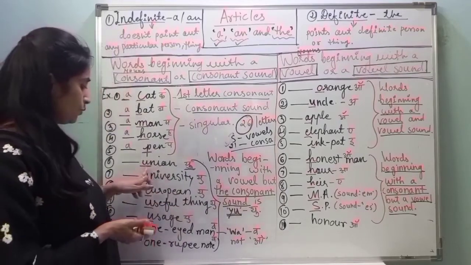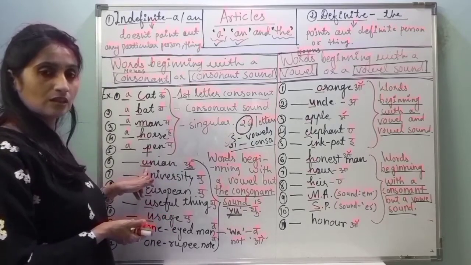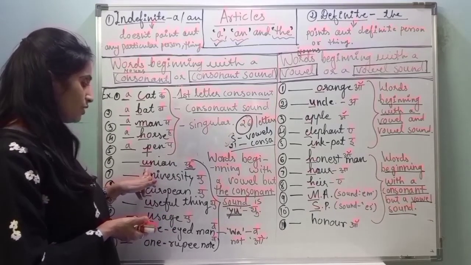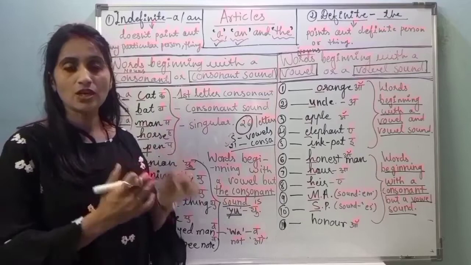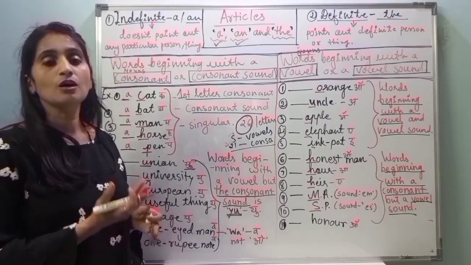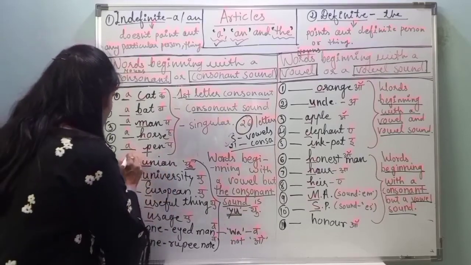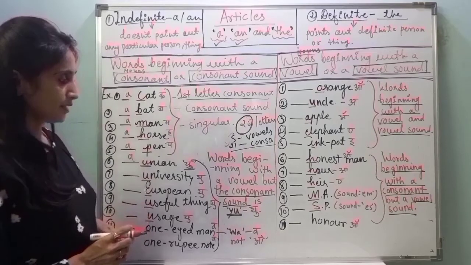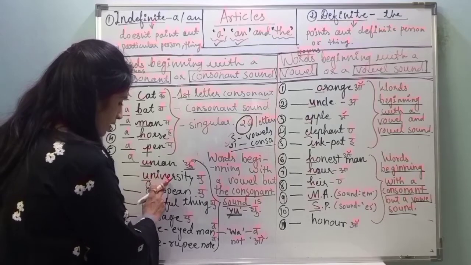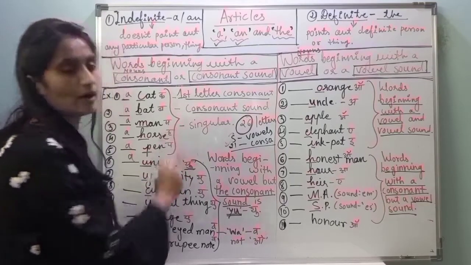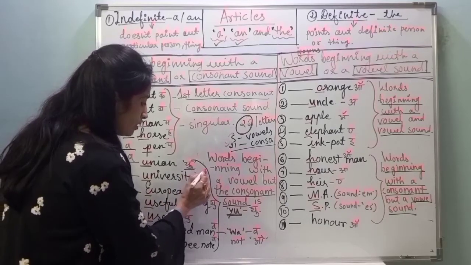See here now, U, N, I, O, N. U is a vowel, but when you pronounce it as U, it is not a vowel, it is a consonant. So we have to make use of the article a here. In the same way, here university. U is not a vowel.